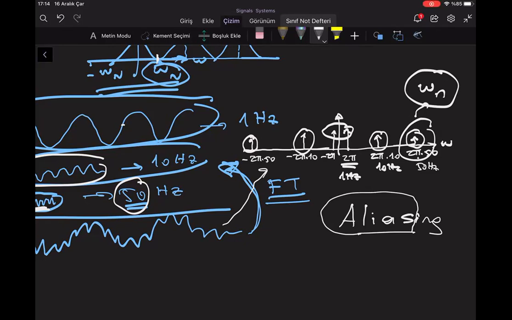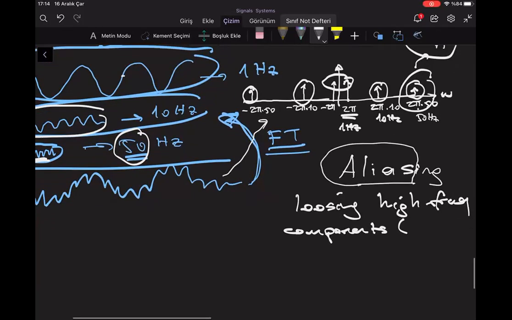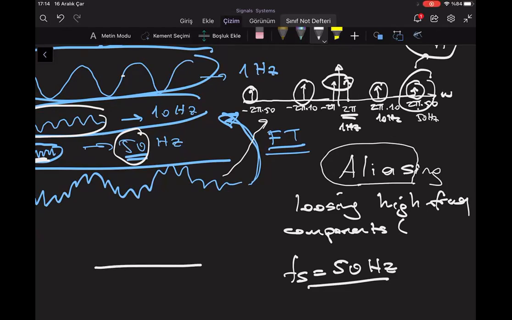But aliasing means losing high frequency components and related information. Friends, I know that there is very critical information at 50 Hertz, but my sampling frequency is 50 Hertz. If my sampling frequency is 50 Hertz, what happens? What happens? There will be an overlap, right? Do we remember this from our friend's explanation?